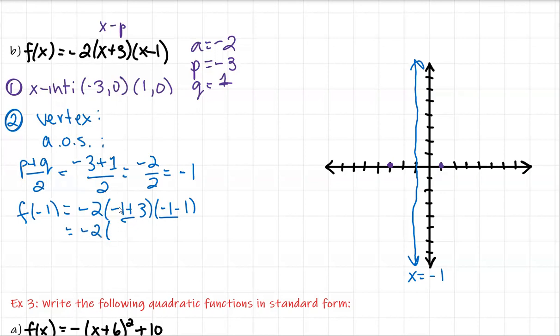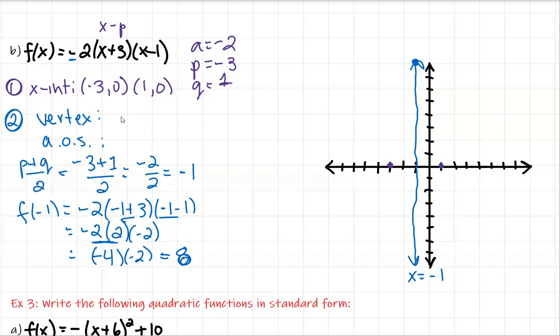Negative 2, negative 1 plus 3, that's positive 2. Negative 1 minus 1, that's a negative 2. Negative 2 times 2, these first two right here, that's negative 4. But then times this extra negative 2, that's going to be positive 8. All right, and so all the way up here is our vertex. And that matches up, right? We have a negative in the front.